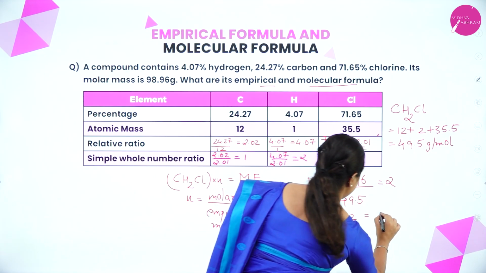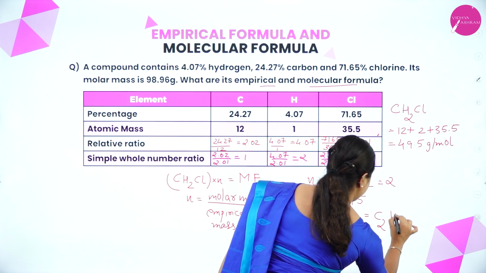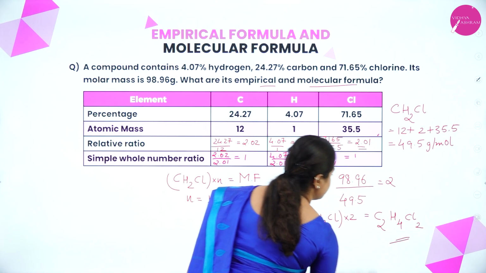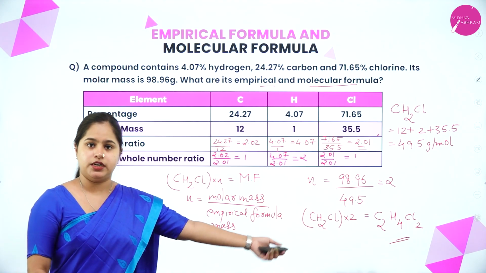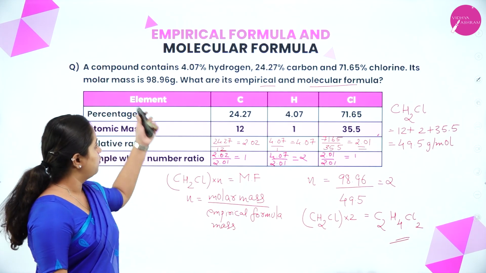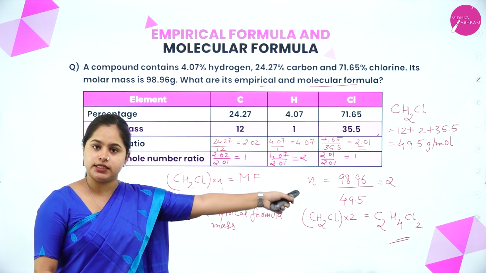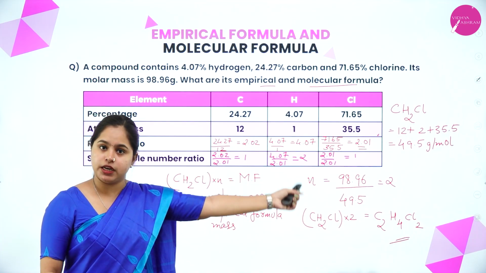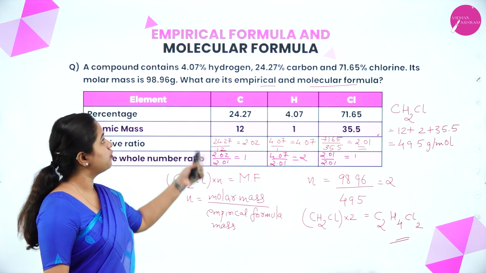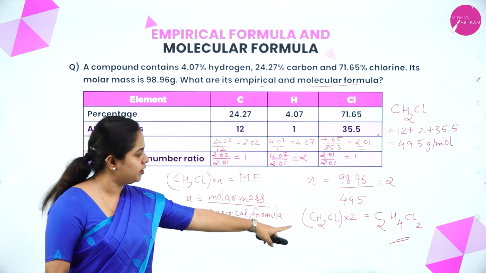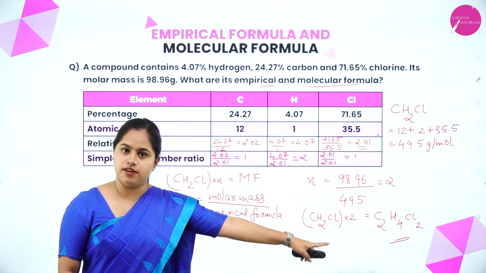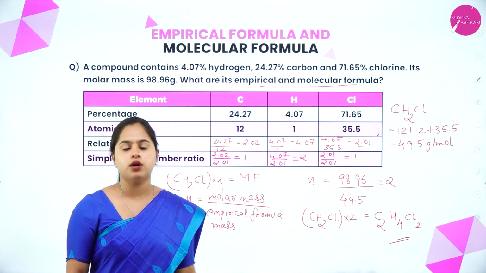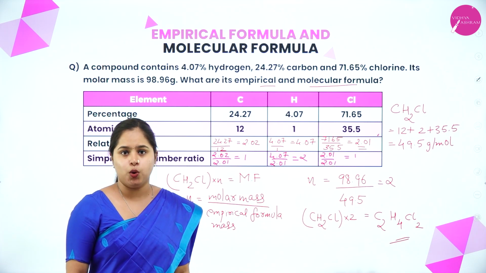Now what it will be? C2H4Cl2. So this is your final answer. That is your molecular formula. From the table we were able to calculate our empirical formula. From there we calculated your empirical formula mass and the molecular formula mass was already given. You divided it, you found the N value and empirical formula multiplied by the N value will give your molecular formula. I hope it is clear.